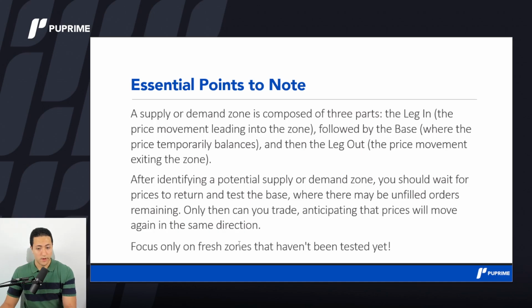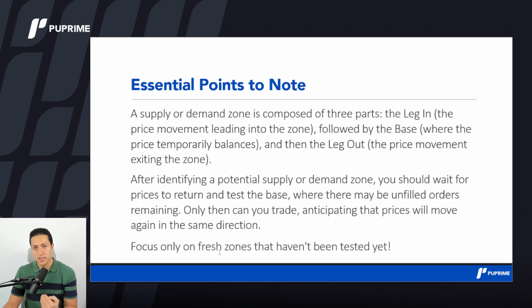Focus only on fresh zones that haven't been tested yet. Why? Because if we have a price, let's talk numbers now. Let's say 2500 on gold, this is just an example. If the 2500 level is a supply zone, so we have seen a decline maybe from 2500. If prices go back again, as I said, there may be unfilled orders, so we will be trading, selling from 2500. Now those unfilled orders are filled. Don't trade again at the same levels if prices go back for the third time, because there are no unfilled orders left. They have been filled previously. So you will have to focus on the fresh zones.